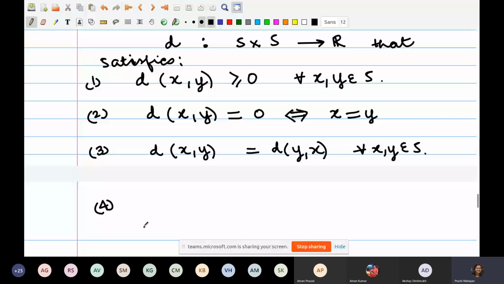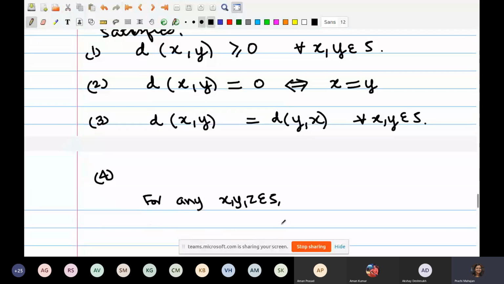for any three elements, which I'm going to denote by x, y, and z in S, the distance between x and y is less than or equal to the distance between x and z, sorry.